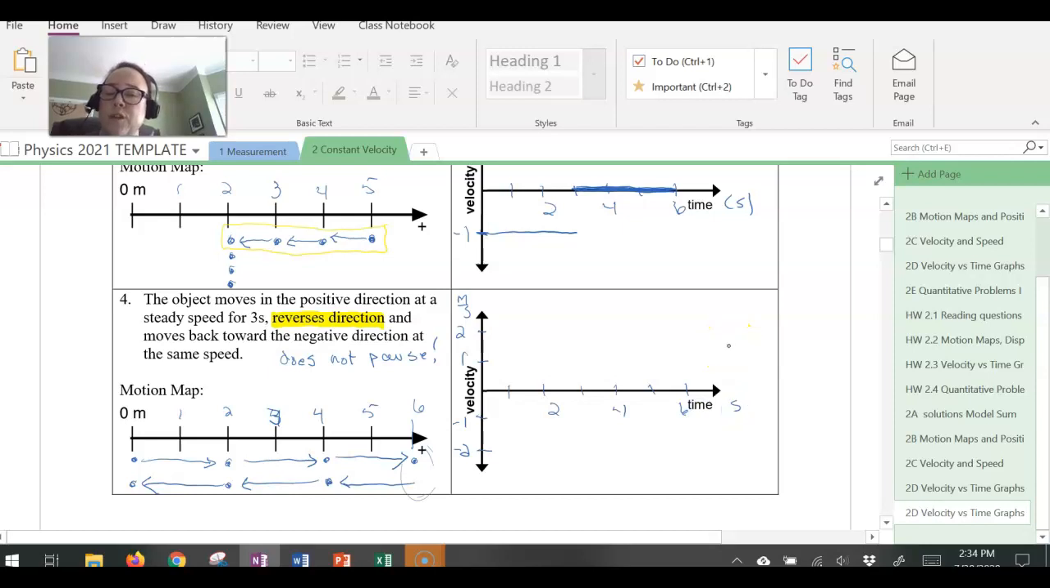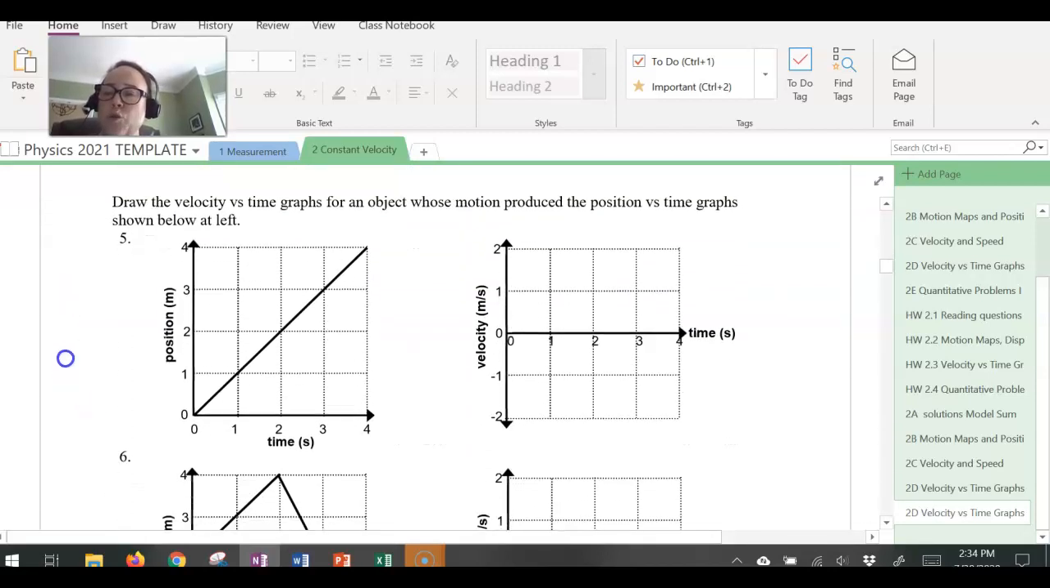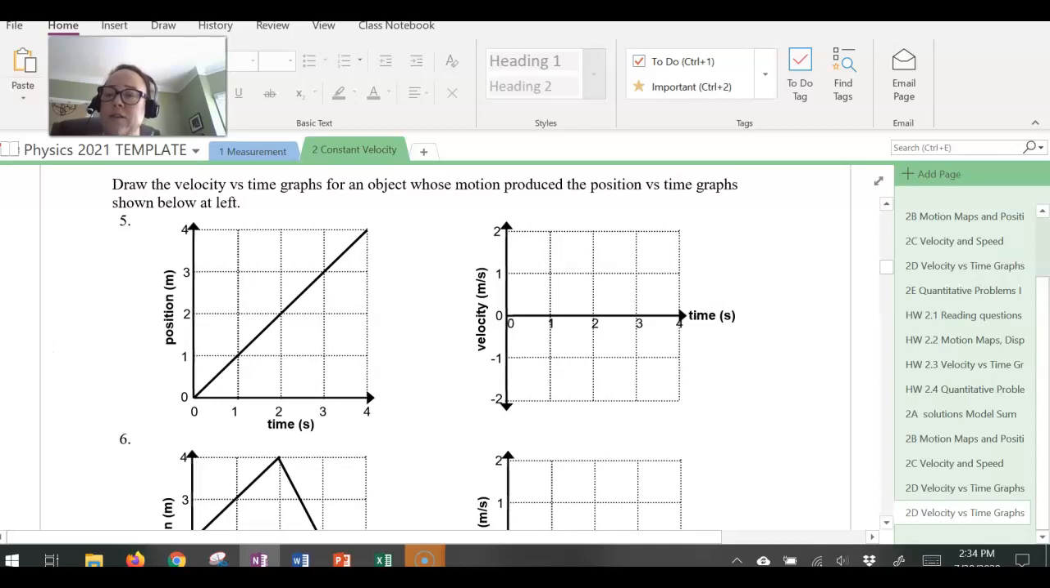So for the first 3 seconds, it's moving at a velocity of 2 meters per second, and then at time 3, the velocity becomes negative 2. Okay, so these examples have shown us how to go from a motion map to a velocity versus time graph. Now, let's look at the next page where we've been given some position versus time graphs, and we want to make the corresponding velocity versus time graphs.